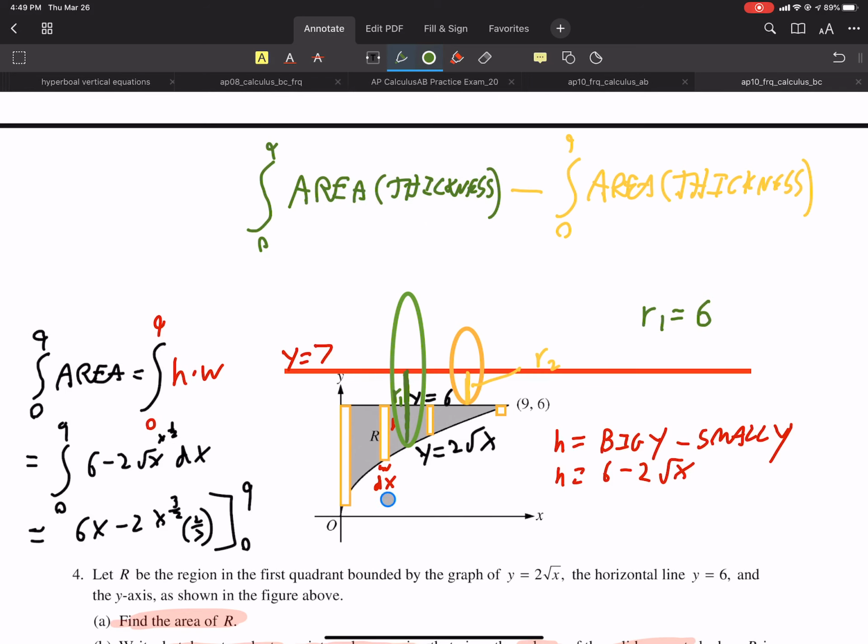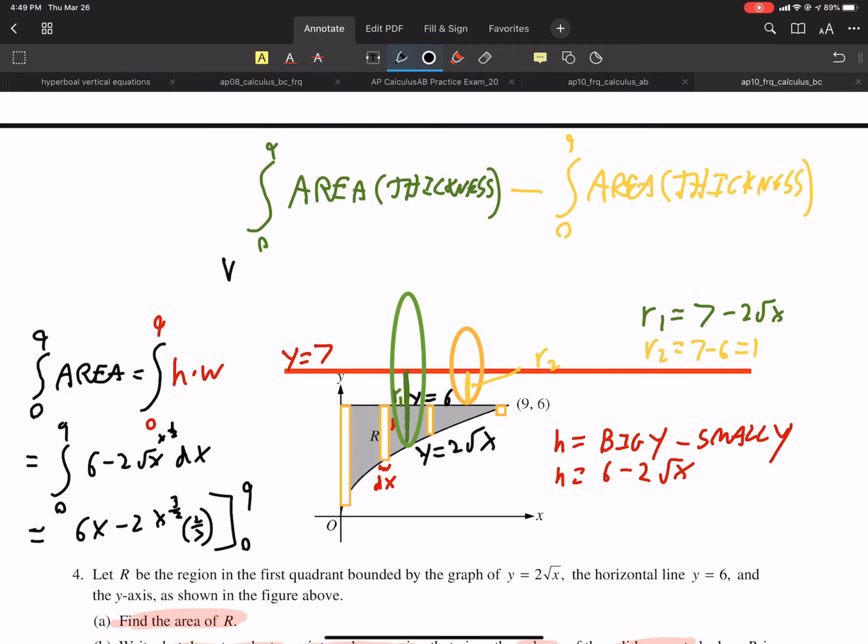R1, right here, is going to be big Y, which is 7, minus little y, which is 2 radical x. So 7 minus 2 radical x. And then R2 is going to be the bigger y, which is 7, minus the little y, which is 6. So 7 minus 6, which is 1. So that's the radii of the two circles. And now we're pretty much done.